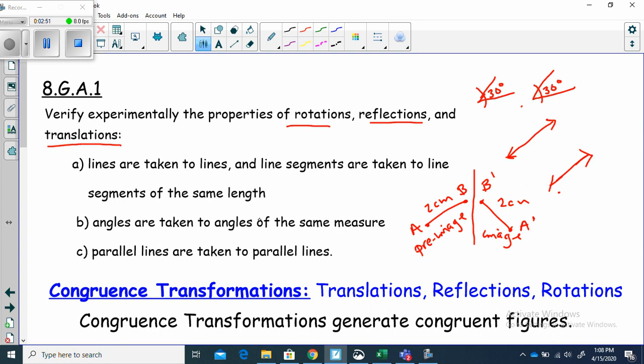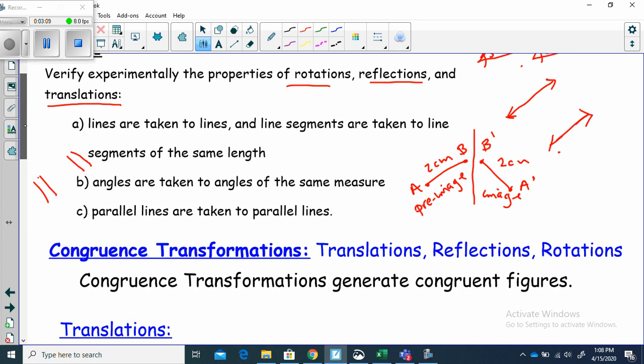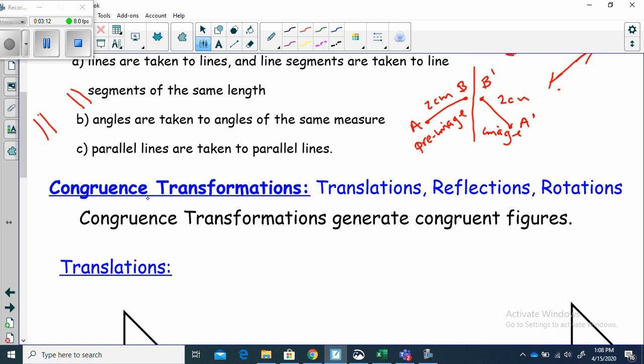What if I start with parallel lines? If I start with parallel lines, I'm going to wind up with parallel lines. If I take a set of parallel lines and I decide to translate them up, I'm still going to have parallel lines. So let's look at what we're talking about. We have congruence transformations. They're called translations, reflections, and rotations. And congruence transformations generate congruent figures. Congruent figures are figures that can be mapped right on top of each other, and they will be exactly alike.